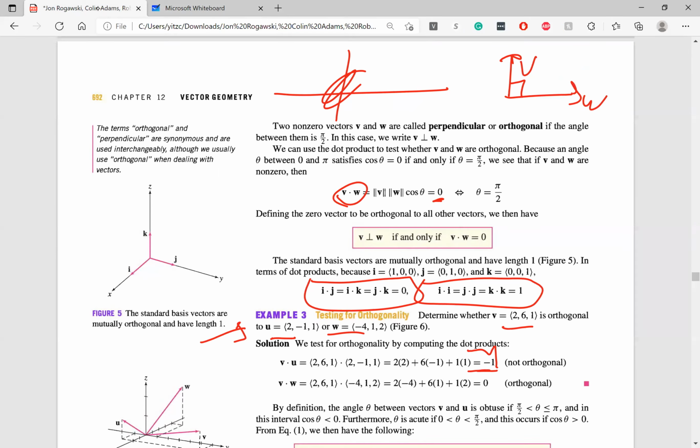Second problem, do the same thing. You get 0, so 2 times negative 4 is negative 8. And then you get 6, so negative 2 plus 2 is 0. So you get 0. Any questions?